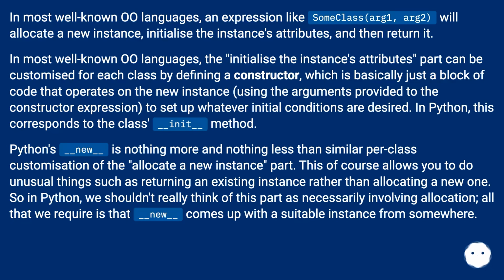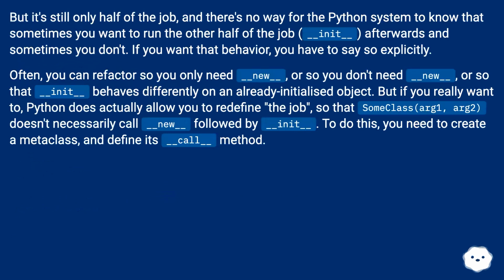Python's __new__ is nothing more and nothing less than similar per-class customization of the "allocate a new instance" part. This of course allows you to do unusual things such as returning an existing instance rather than allocating a new one. So in Python, we shouldn't really think of this part as necessarily involving allocation. All that we require is that __new__ comes up with a suitable instance from somewhere. But it's still only half of the job, and there's no way for the Python system to know that sometimes you want to run the other half of the job, __init__, afterwards, and sometimes you don't. If you want that behavior, you have to say so explicitly.